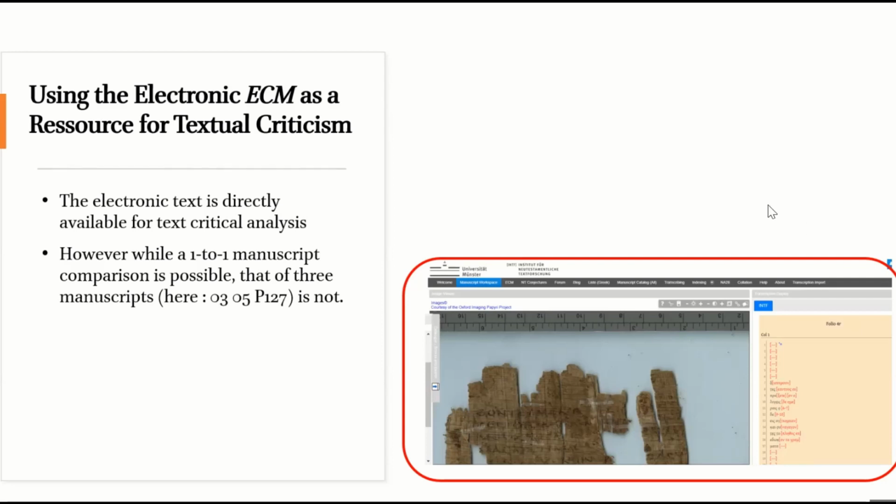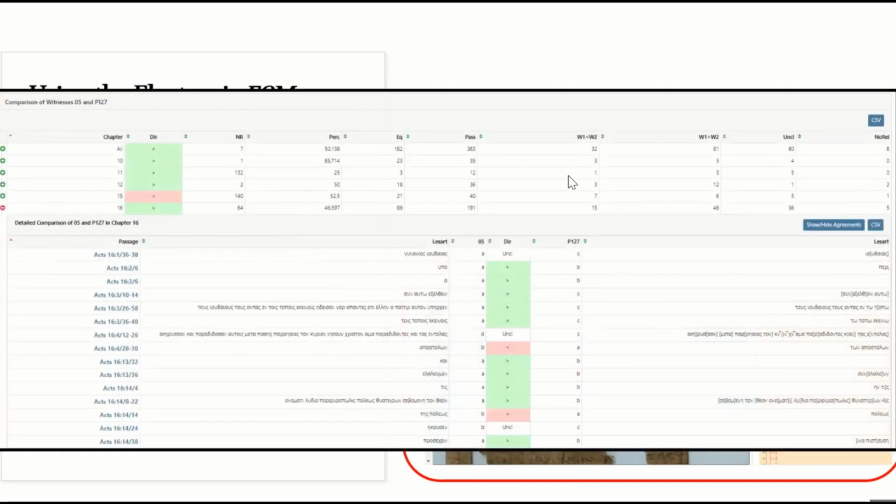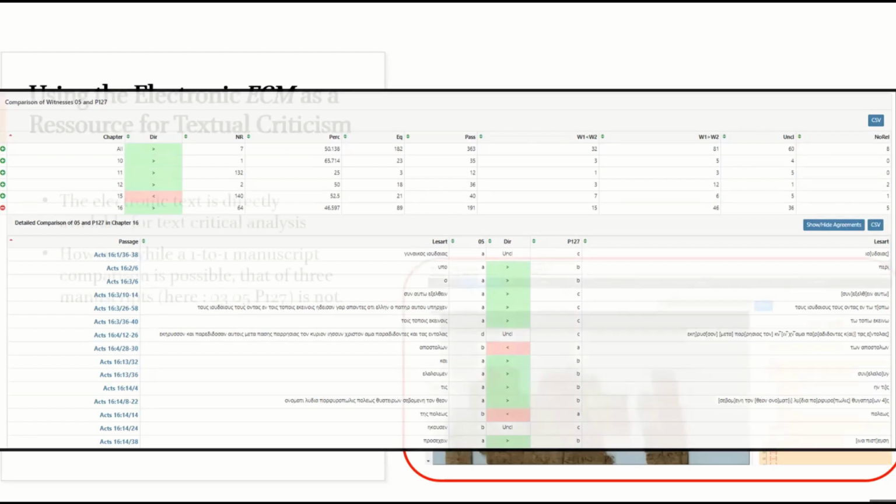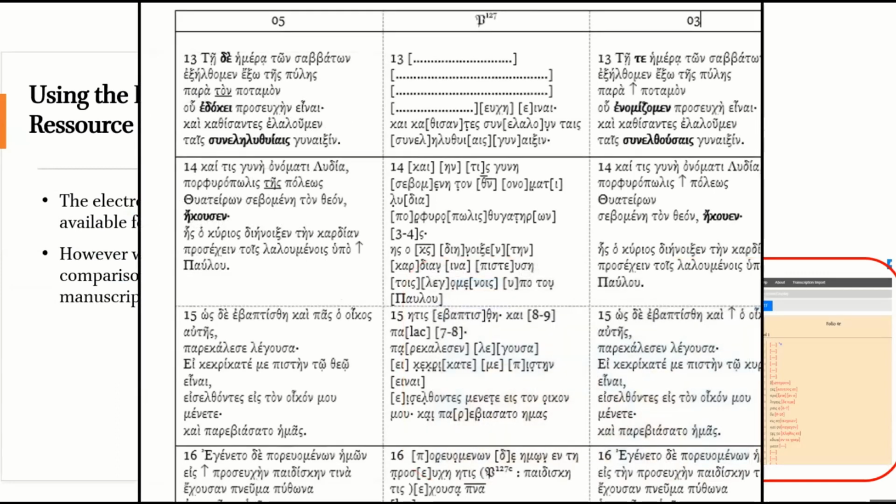However, I've noticed that while a one-to-one manuscript comparison is possible, the comparison of three manuscripts like Vaticanus, Codex Bezae, and P127, so 03, 05, and P127, is not possible. If you click on one functionality of the electronic ECM, you can straight away access the variant readings between two texts. But unfortunately, you can't do this for three different texts, which is the purpose of today. So as a result, we have to start again by, at least, using the electronic text to make the comparison possible and have the three columns ready for analysis.